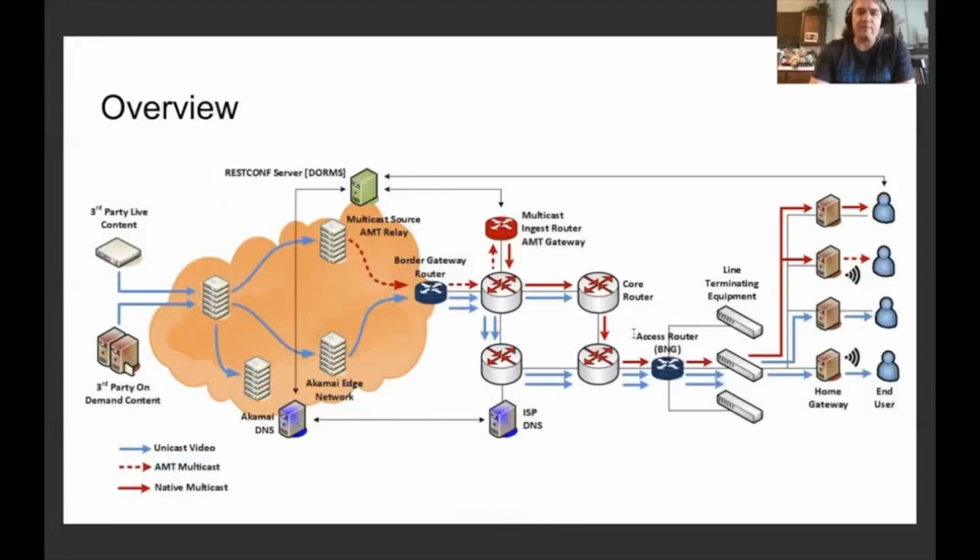What's happening here is the multicast traffic gets ingested as a unicast tunnel. So this uses AMT, which is a proposed standard, RFC 7450, and it gets unwrapped as generic UDP traffic inside the multicast capable portion of your network. So you can run these ingest points in a place that makes sense for your network.